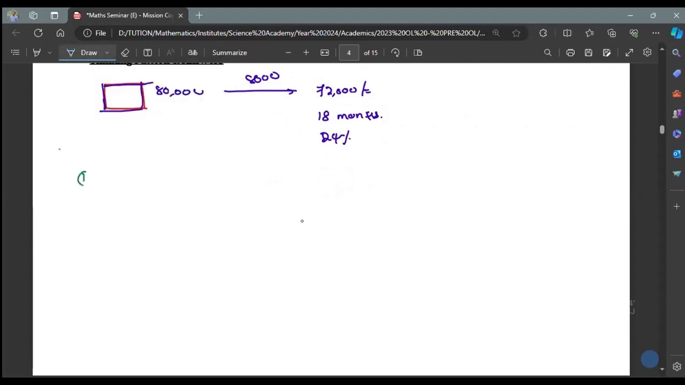You don't have to number them like 1, 2, 3, 4, 5. It's for your reference. I'm writing now 1, 2, 3, 4, 5. The first step is to identify the balance that you should pay, which is 72,000. So quickly write 72,000 rupees.